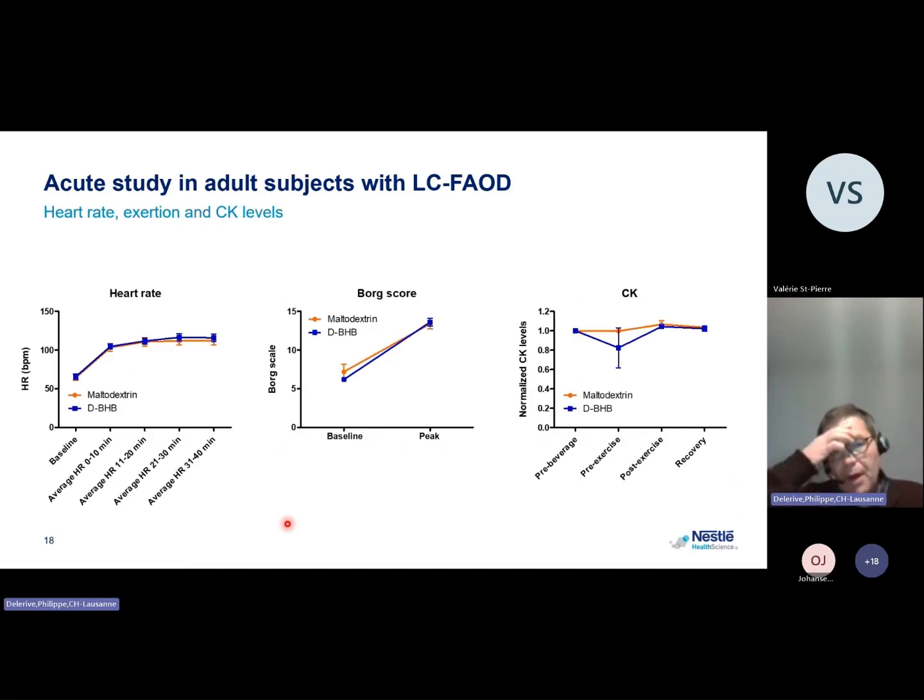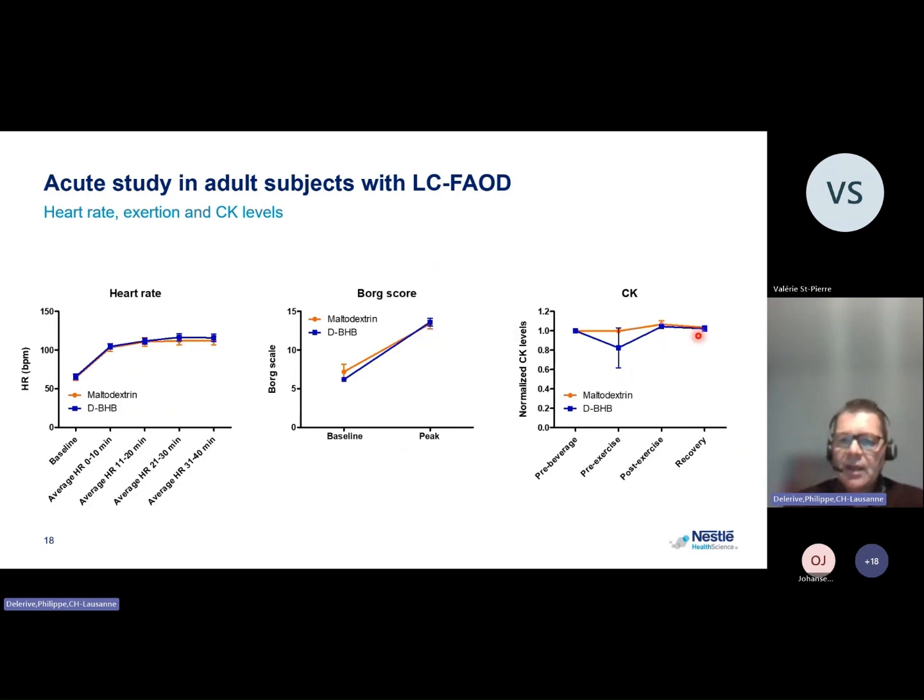When we look at functional parameters, heart rate, we didn't see any difference at baseline, obviously, and during the treadmill exercise. And again, this is a very moderate treadmill exercise. On the exertion score, the Borg score, no difference between baseline and the peak.